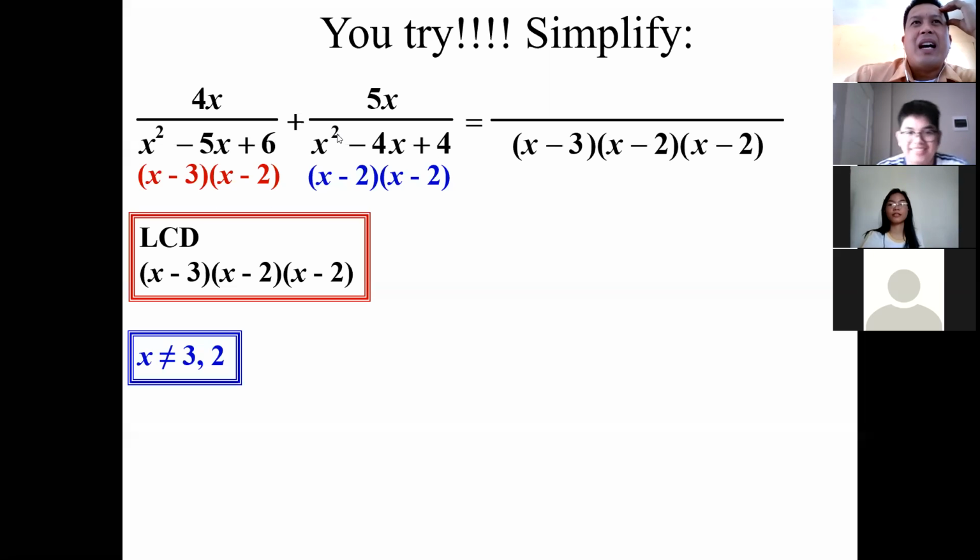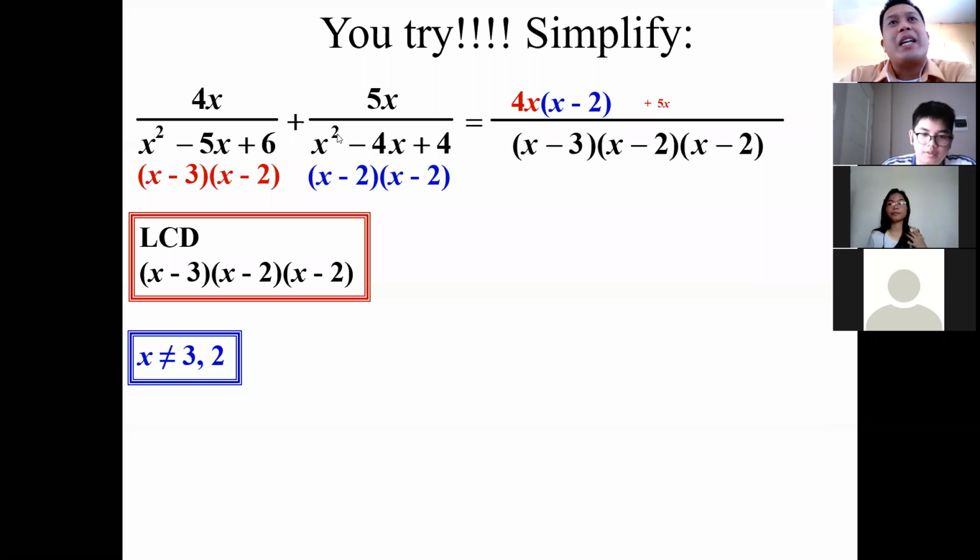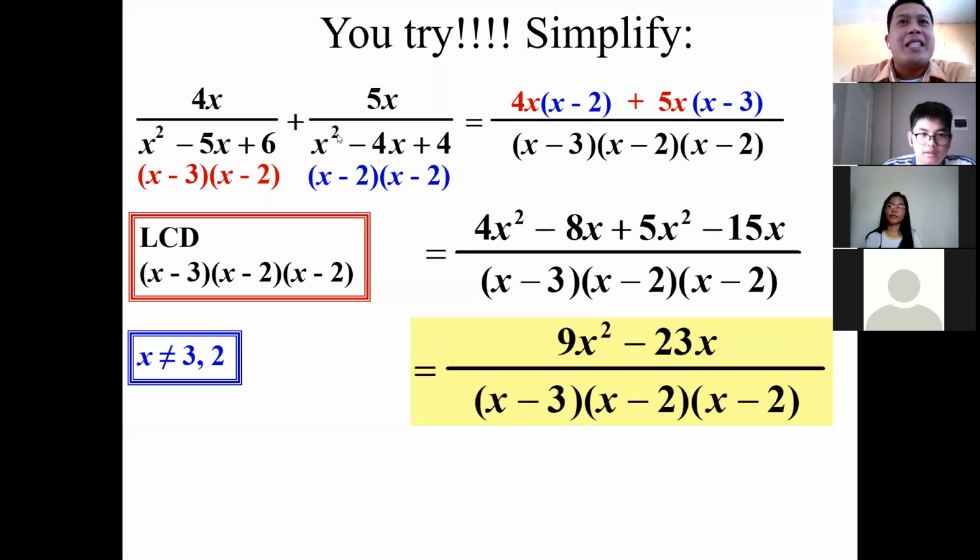What will we do? Multiply the numerator by the denominator's result after dividing. So x minus 2, x minus 3, x minus 2 divided by this expression is x minus 2 multiplied to the numerator. And the answer is 9x squared minus 23x. And then the denominator is this and that. So Spencer is correct. Rafael is correct. Probably there's something wrong in the solution of Kent Marcinelia that makes it wrong. Kent, try to copy the solution, Ken.